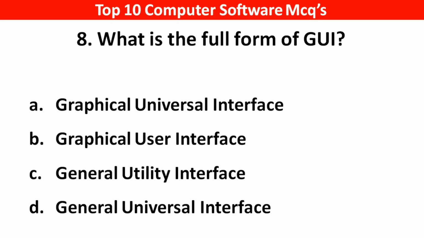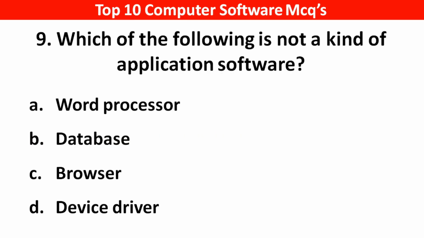Next question. What is the full form of GUI? Options A, Graphical Universal Interface. B, Graphical User Interface. C, General Utility Interface. D, General Universal Interface. Right answer is option B, Graphical User Interface.